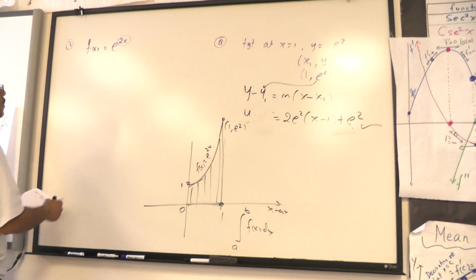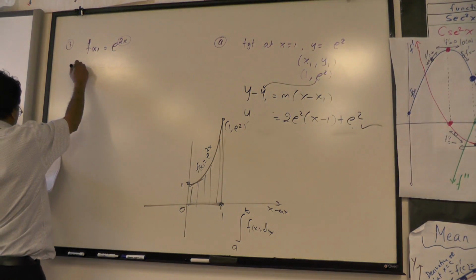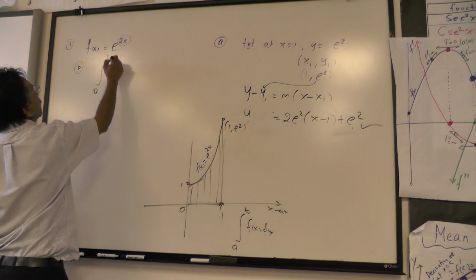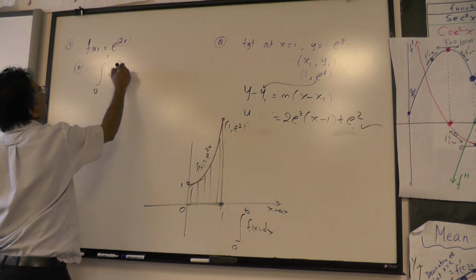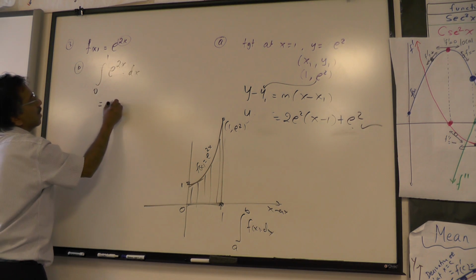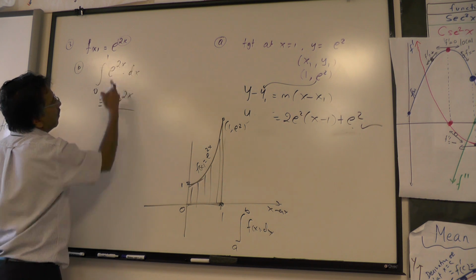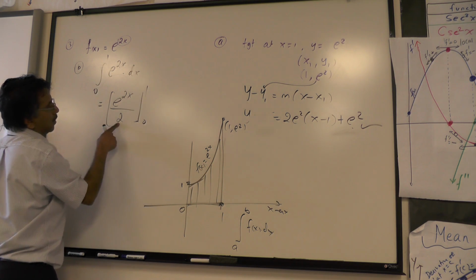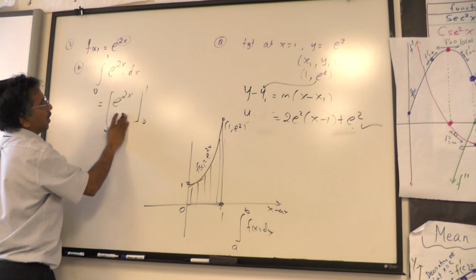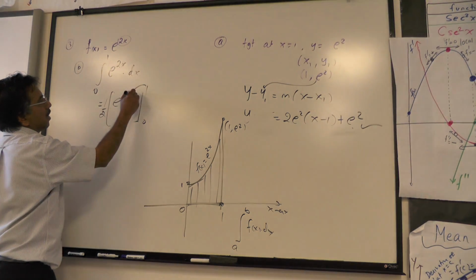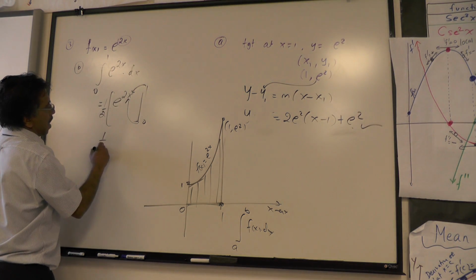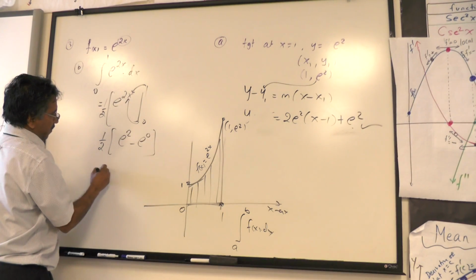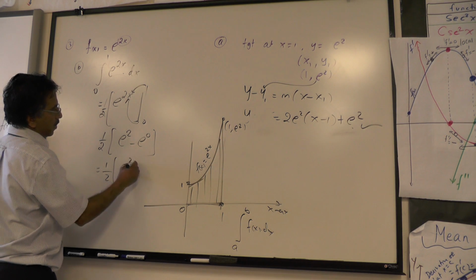Now to find this, the integral is from where to where? 0 to 1 of f(x) dx, which is e raised to 2x. Take the integral of this, which is e raised to 2x, divided by 2, evaluated from 0 to 1. Don't put this 2 into the calculation, take it outside. Just plug in this and this. So you get one half times e raised to 2 minus e raised to 0. The final answer is (e raised to 2 minus 1) over 2.